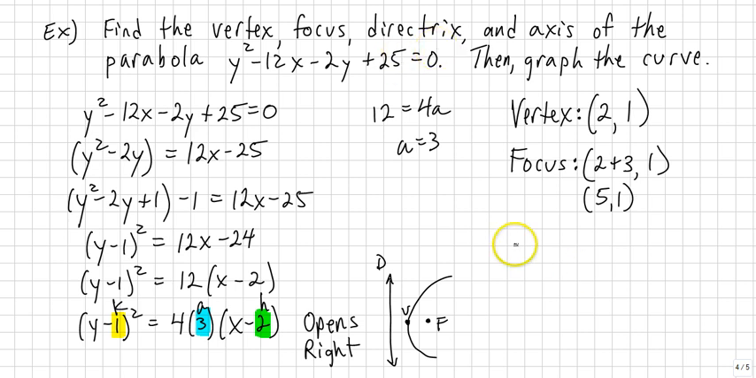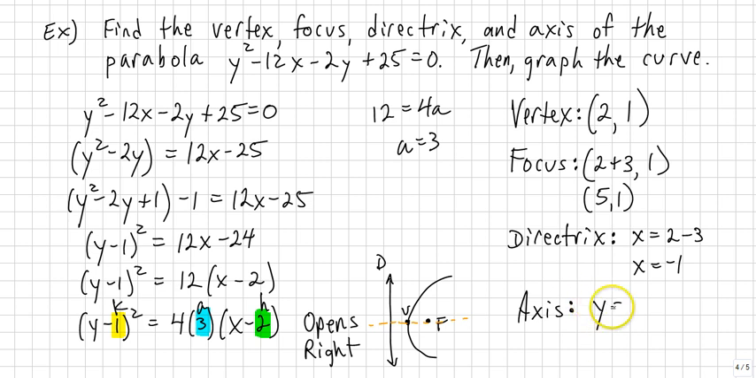Then what else do they want? They want the directrix. My directrix has to be vertical because I'm opening to the right, and it's also a distance of a from the vertex. So it's just going to be x equals 2 minus 3, because we have to go 3 in the other direction, and we get x equals negative 1. And then they want the axis of symmetry, which is no big deal. That's just the line that passes through the vertex. We've been doing that for a while now. So that would be y equals 1.